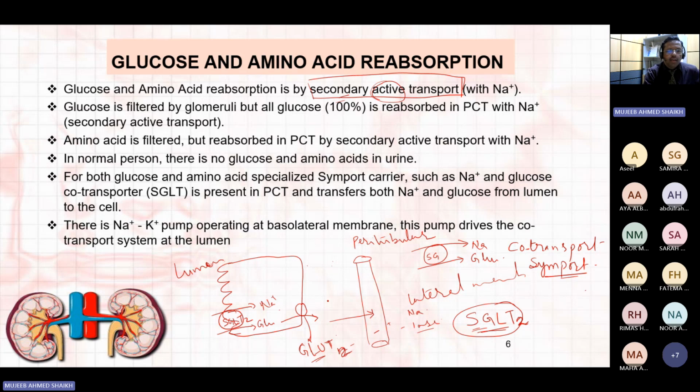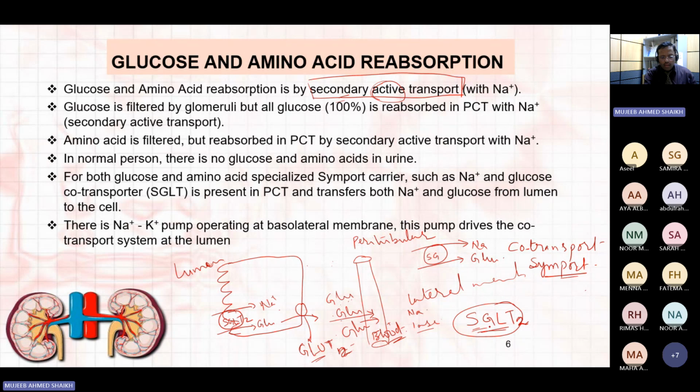Higher concentration here, lower concentration here, through the channel. So it will be GLUT2 transporters. And from here, when glucose becomes excessive in the interstitium, through bulk flow it will be joining the blood. So it will enter into the peritubular capillary. In this way, we are stopping the loss of glucose into the urine.